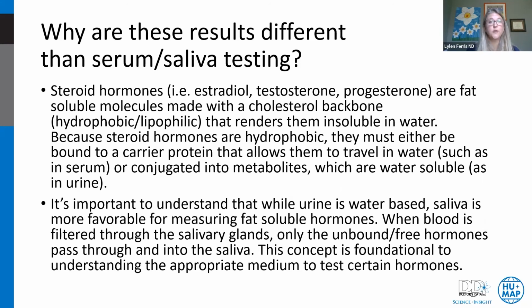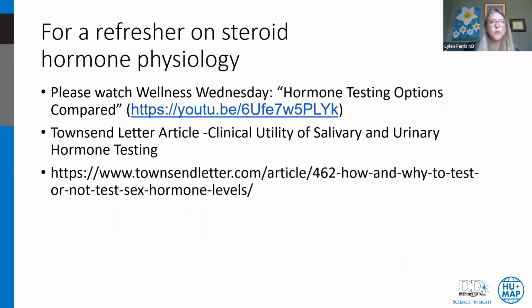Because steroid hormones are hydrophobic, they must either be bound to a carrier protein that allows them to travel in water, such as in serum, or conjugated into metabolites, which are water soluble, as we see in urine. So it's important to understand that while urine is water-based, saliva is more favorable for measuring fat-soluble hormones. When blood is filtered through the salivary glands, only the unbound free hormones pass through and into the saliva. And this concept really is foundational to understanding the appropriate medium to test certain hormones.